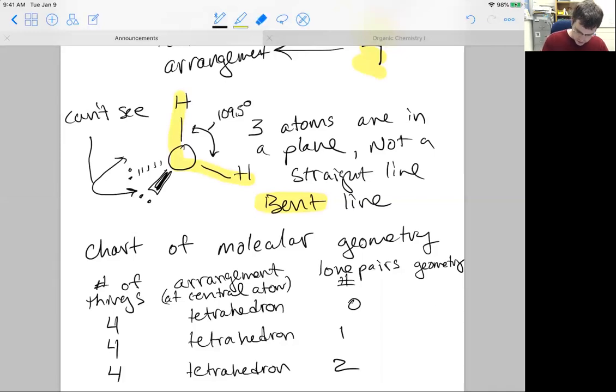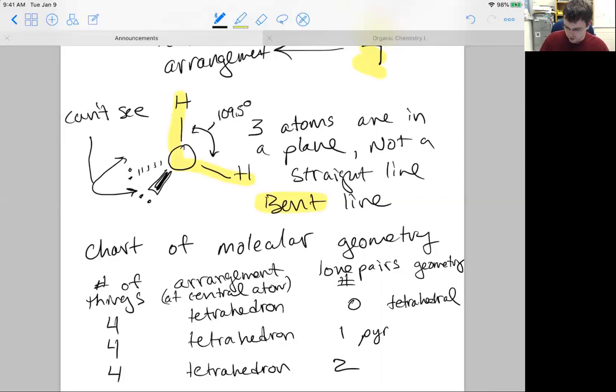And to be honest, I'm not sure if it matters whether we use tetrahedron or tetrahedral. Both are fine in my book. There's certainly a reason to use one or the other, but it's never been important to me.